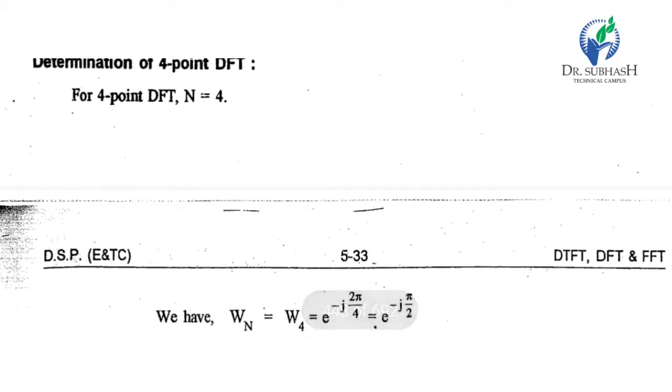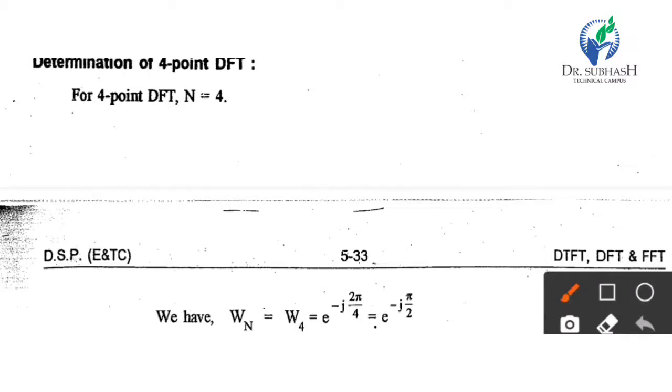Now in this example we completed the half portion, only finding the 2-point DFT. Now it's time to find the 4-point DFT. Whenever N is higher, more than 2, the example is a little bit very long, but we will find it. N equal to 4.